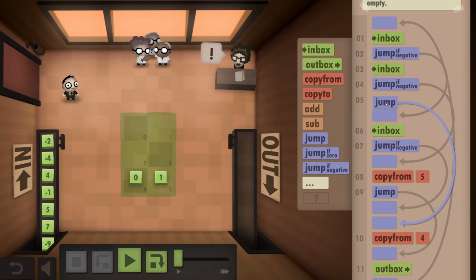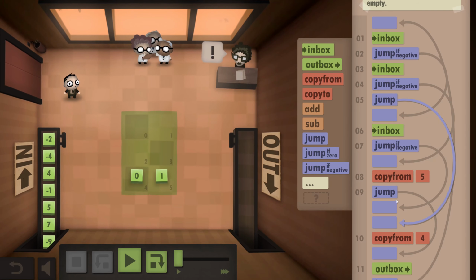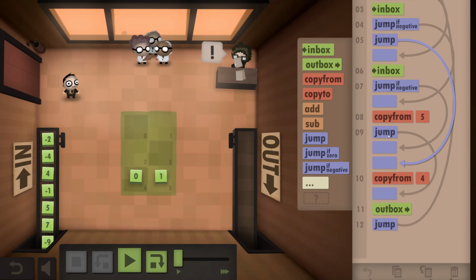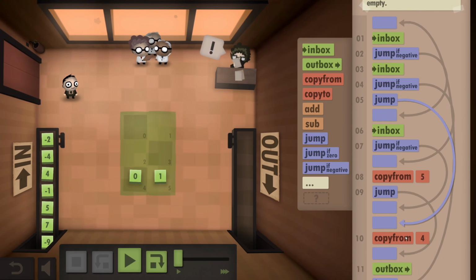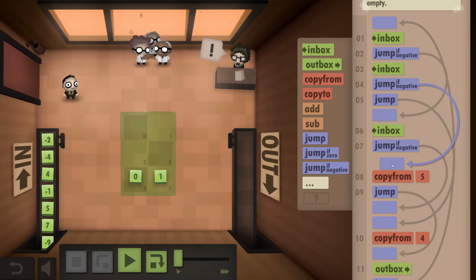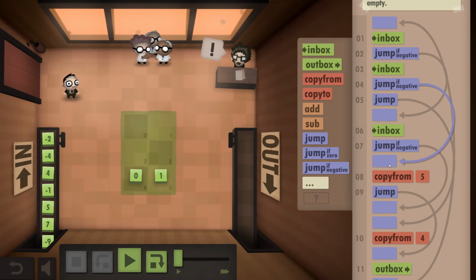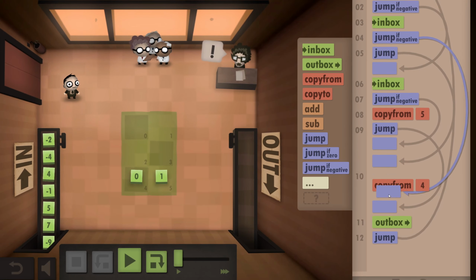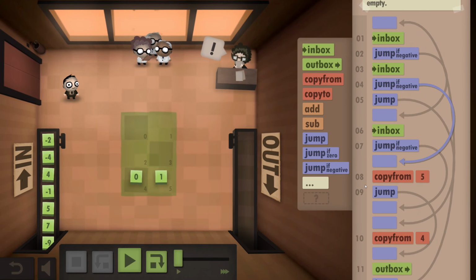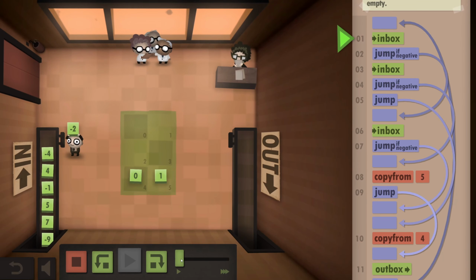For instance, there was a copy from 4 here, just before this jump. And this was going here. But if I put this here, it would also use copy from 4. Similarly, I had a copy from 5 just before this jump if negative. But instead of sending it to here, I just send it to here. Reducing the number of copy from lines like this, it just worked.